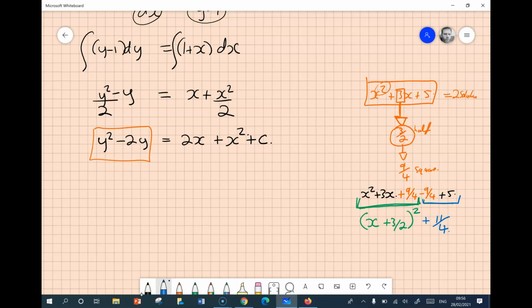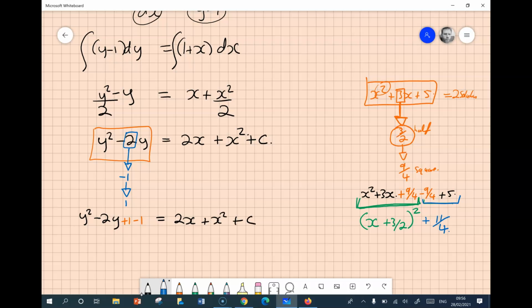But I'm going to use that to my advantage over here. So here I don't have a number at the end, but I still do have a coefficient of y. It's minus 2. So when I half it, I get minus 1. Then I square it, that gives me 1. So now I'm going to add it and subtract it. So I have y squared minus 2y, and then add it and subtract it. Plus 1 minus 1 equals, and on the right hand side, 2x plus x squared plus c.